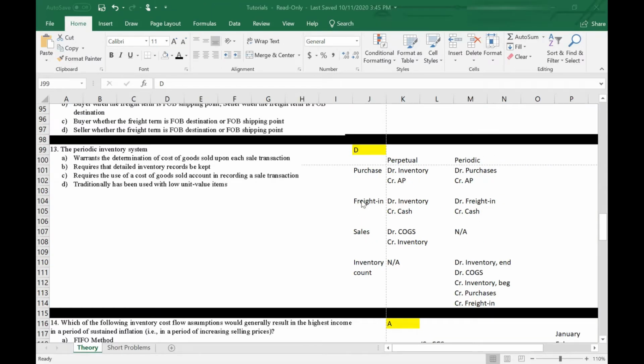Before we proceed to the short problems, let us first revisit some of the problems. So apologies for item number 13. I wasn't able to furnish you the correct answer, but for number 13, the correct answer would be letter D. Letters A, B, and C correspond to perpetual inventory system. It's only letter D which is the answer that refers to a periodic inventory system.